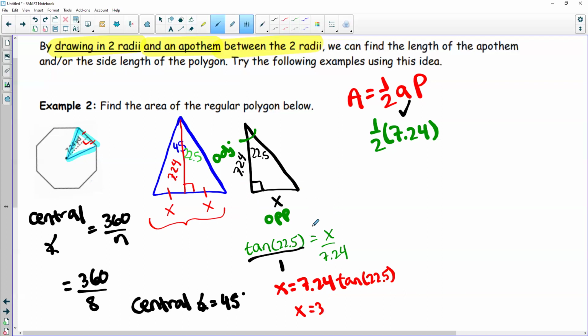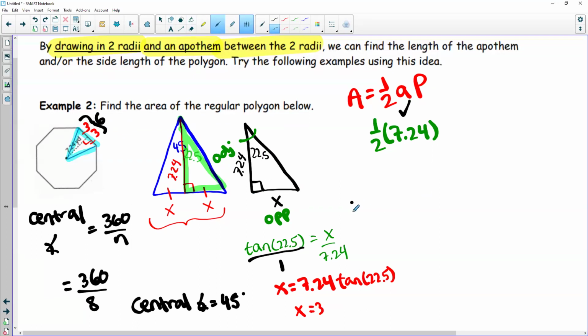So if x is 3, that means that this is 3, and this is 3, right? Because right here, this is the bottom side of this right triangle, the right triangle that we just separated right there. So we see that that's 3, making the entire length of one side of this polygon be 6. All of that work for us to just find the side of the polygon, but we could not move forward unless we found the side length.